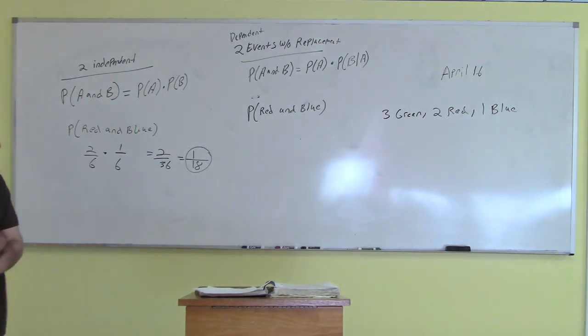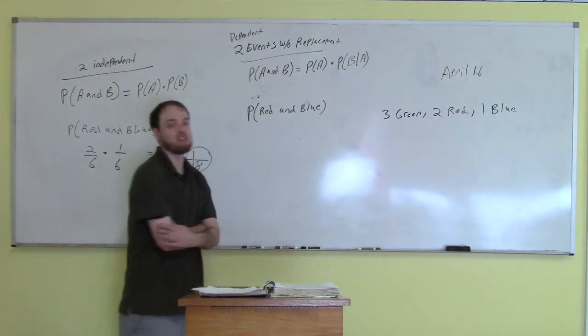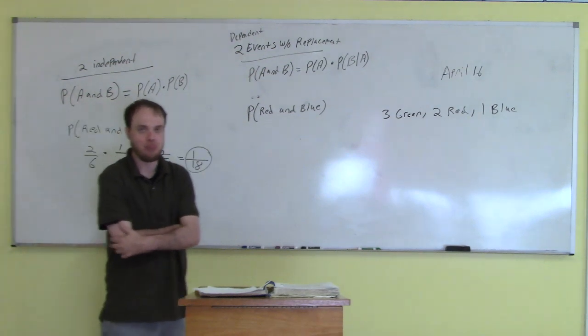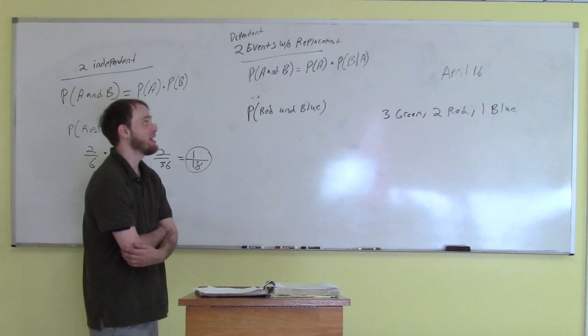Well, to do it, what you have to do is you have to do the probability of A. So it starts out the same. You still do the probability of A. And then you're going to multiply by the probability of B given A.